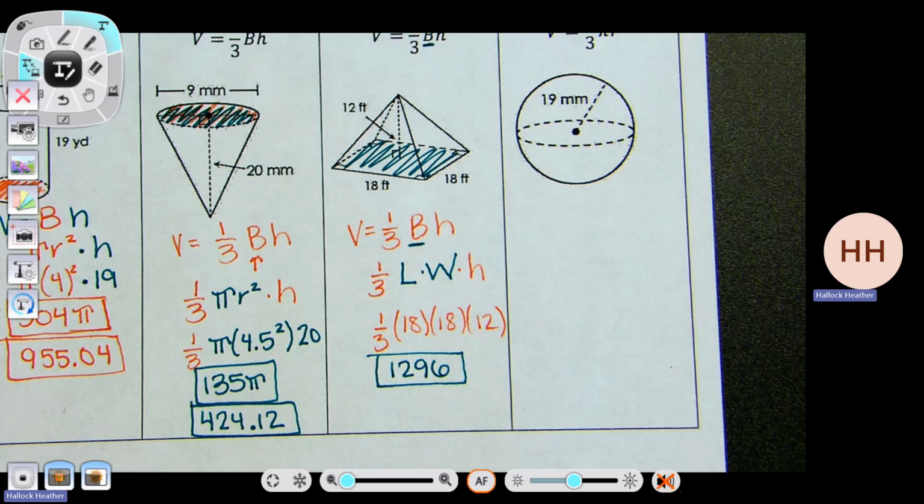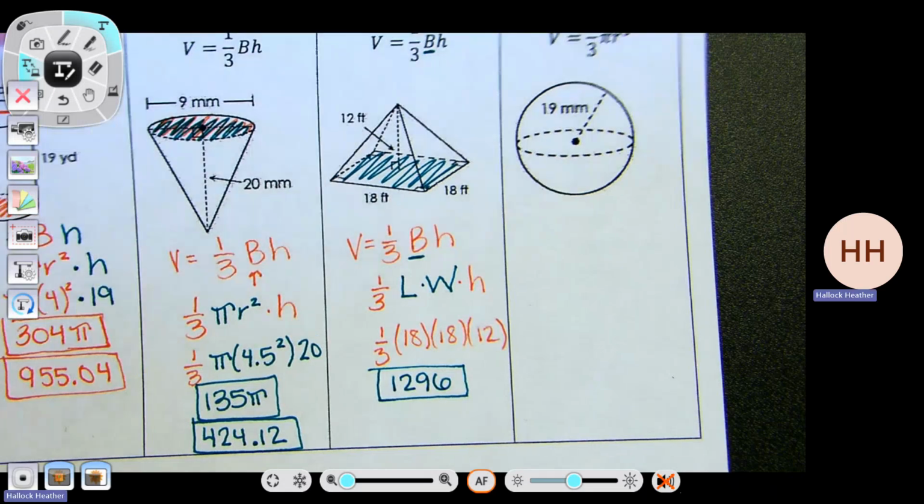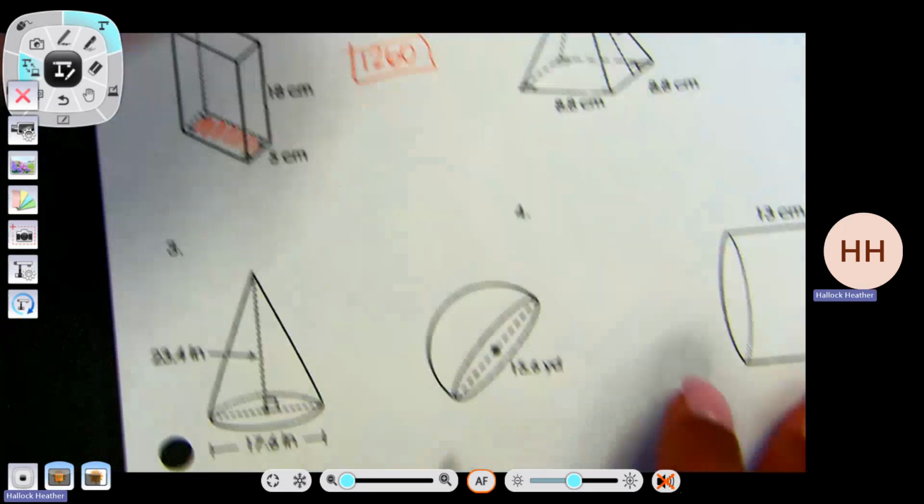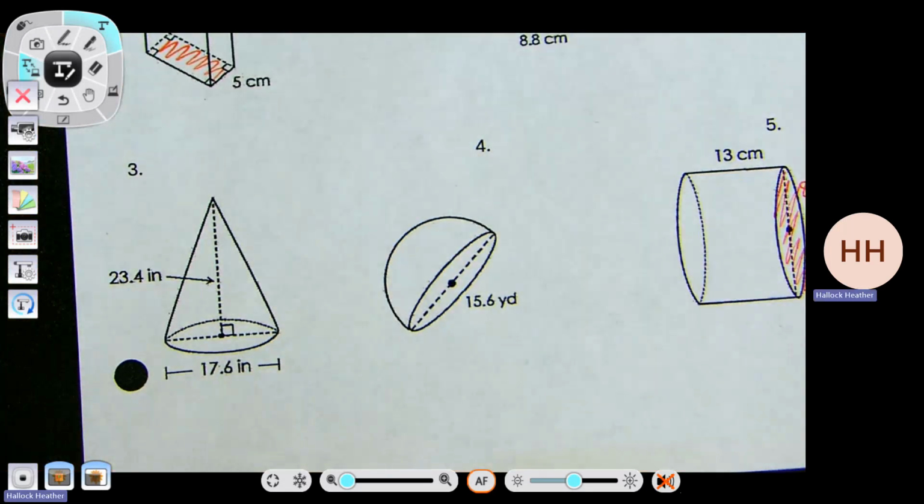Okay, so try number 3. And then I want to talk about number 2 before you try it. So try number 3. It's a cone. Yeah, I know. That's why I said don't do that one. So try 3.